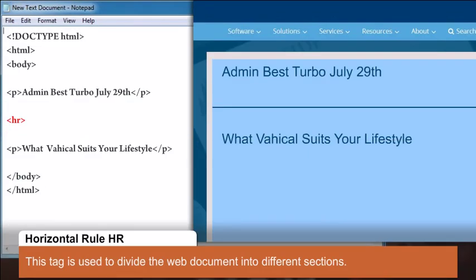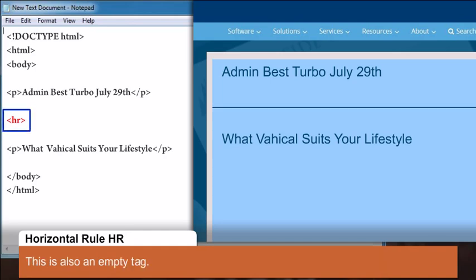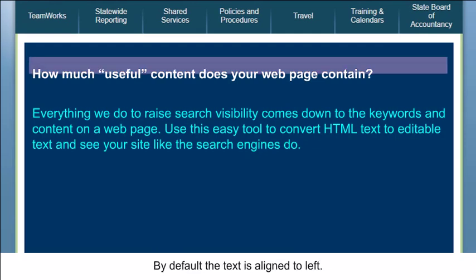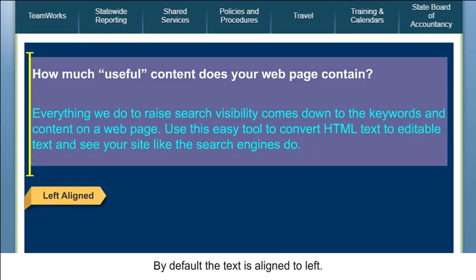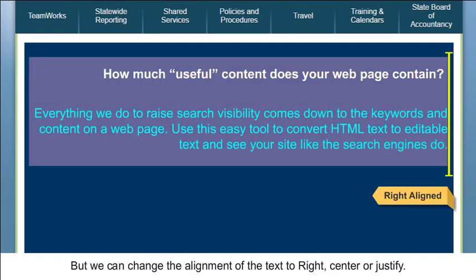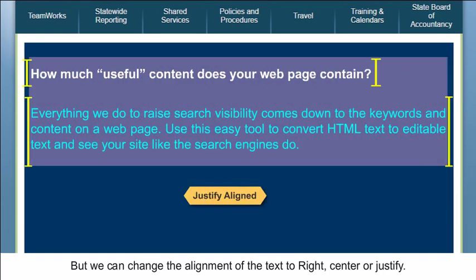Horizontal rule HR. This tag is used to divide the web document into different sections. It gives a section break in the document. This is also an empty tag. We don't have to close this tag. It has attributes like size and color. Aligning of text. By default, the text is aligned to left. But we can change the alignment of the text to right, center, or justify.